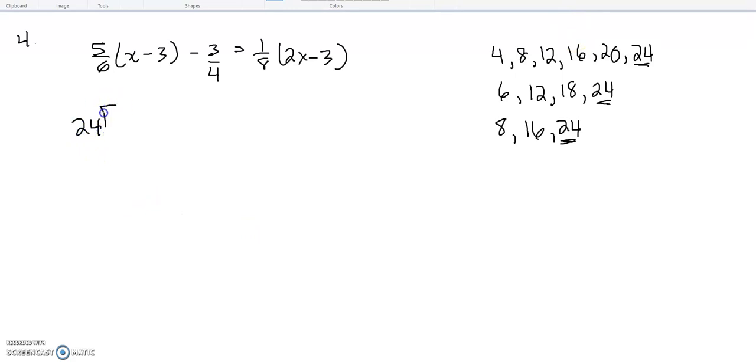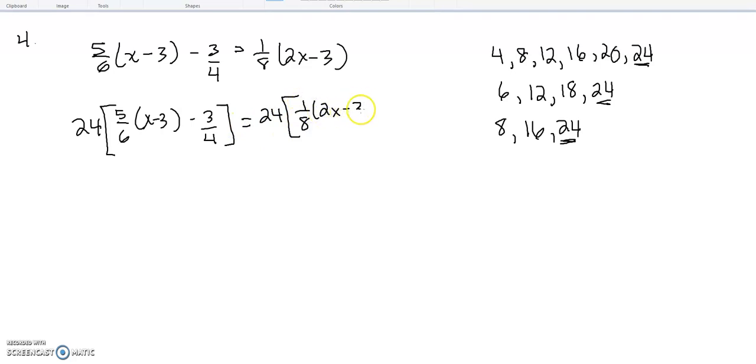So we get 24 times this whole left-hand side, 5/6 times x minus 3, minus 3/4. And then we have 24 times the whole right-hand side, 1/8 times the quantity 2x minus 3. So essentially we have 2 terms. The 24 is going to get multiplied by the 5/6, and then also the minus 3/4. On the other side, it's just going to get multiplied by the 1/8. Then we'll distribute the remaining numbers to remove the inside set of parentheses.